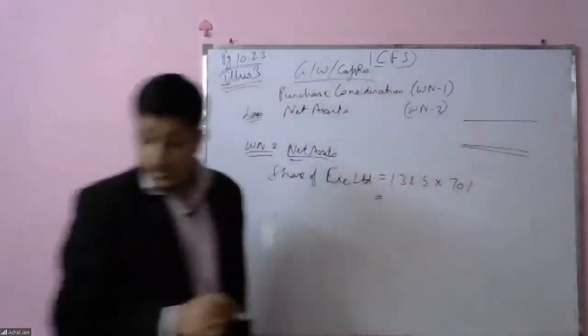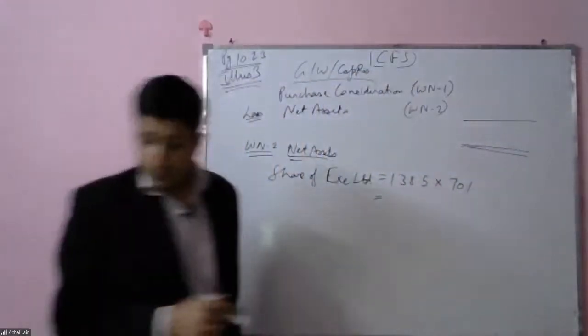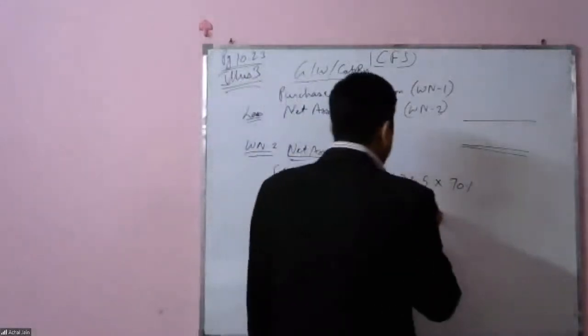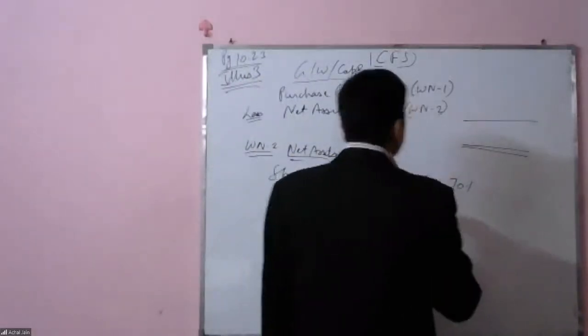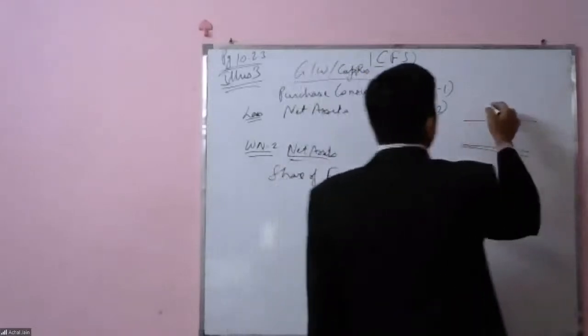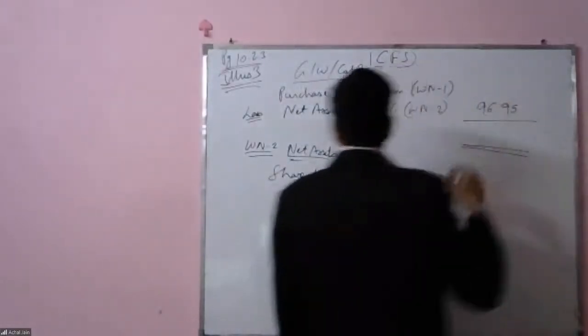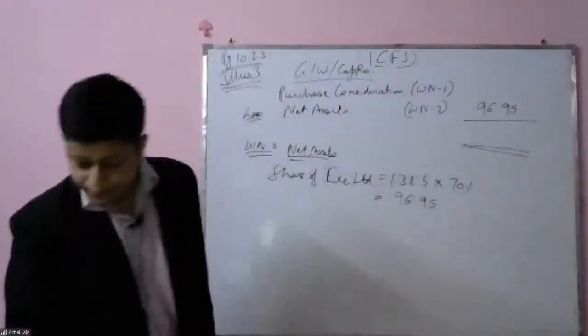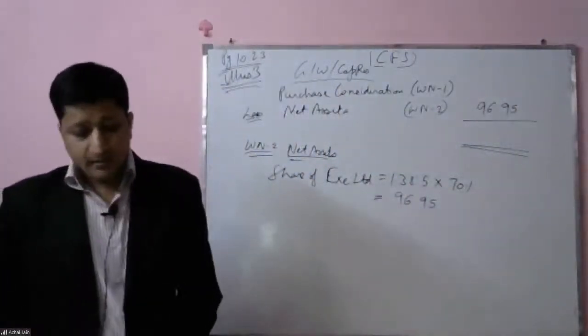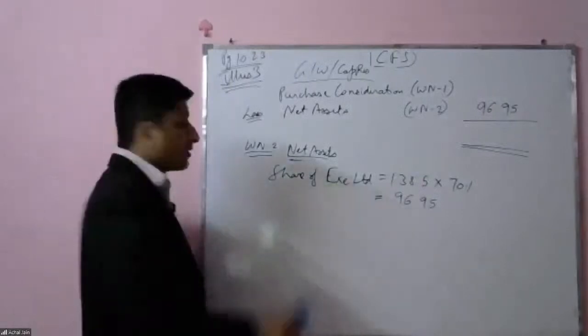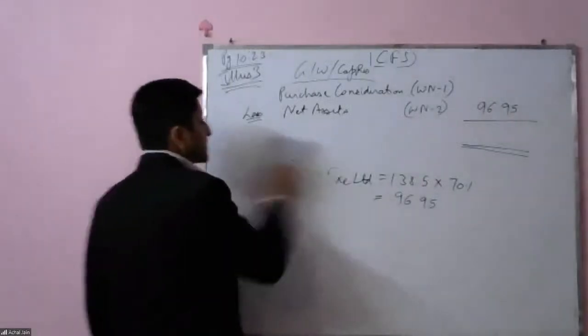So this will be 96.95 lakhs. And this number we can move over here. 96.95. Okay. Now the next step, that is about computation of purchase consideration.